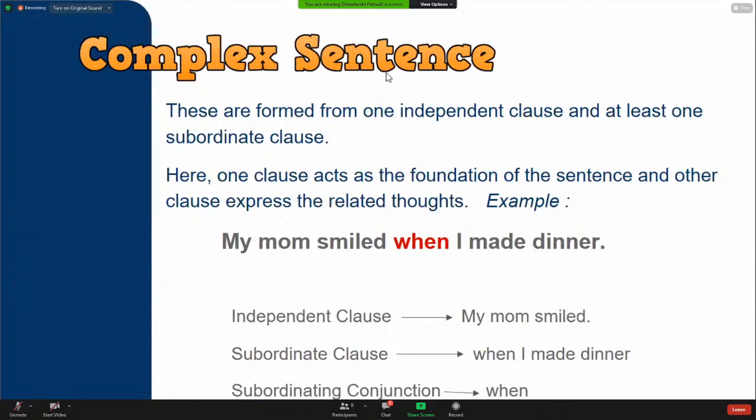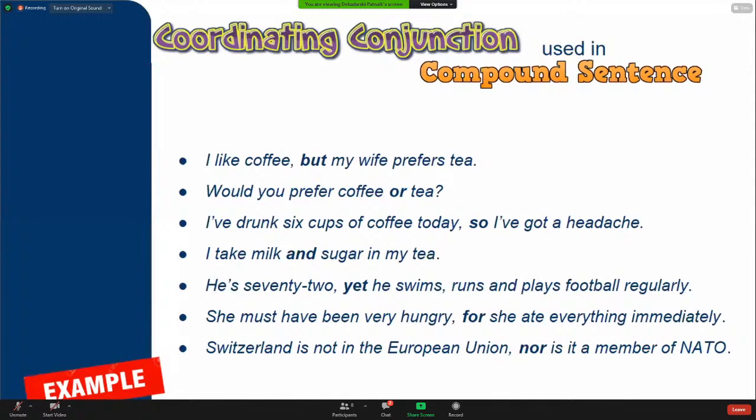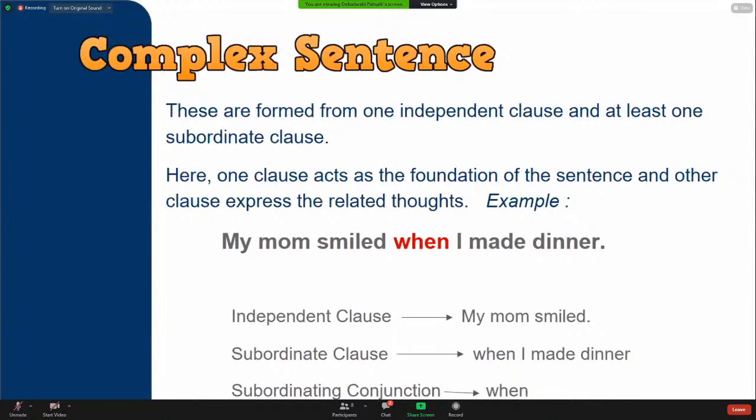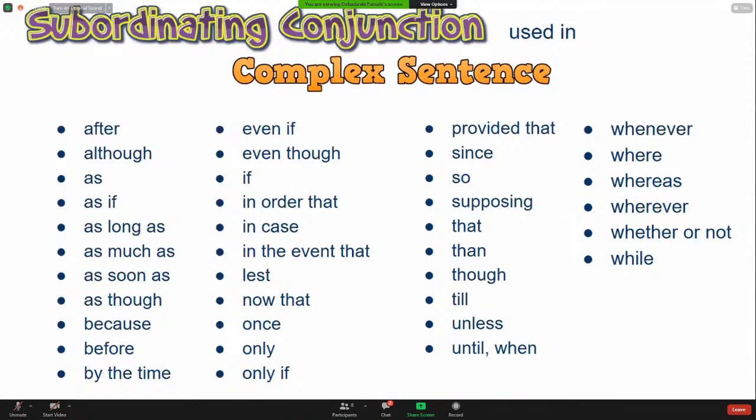They both are conjunctions, but conjunctions can be categorized into two types. One is coordinating conjunctions, which we normally use to make compound sentences. The other is subordinating conjunctions, which we use in complex sentences. There is a very huge list of subordinating conjunctions. Actually, coordinating conjunctions are very few, but subordinating conjunctions are many more.